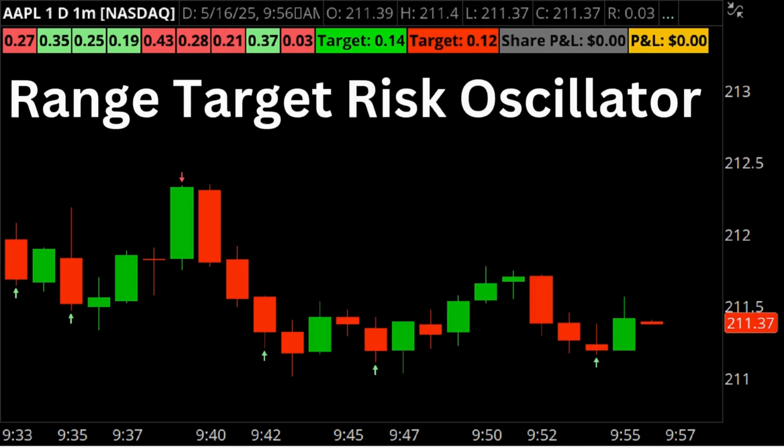The Range Target Risk Oscillator's live range readings, defined risk-reward thresholds, directional signals, and dynamic P&L tracking work together to empower rapid, confident trading decisions.